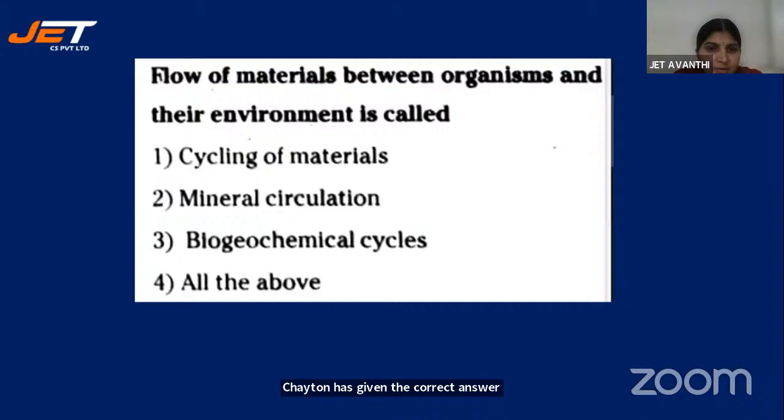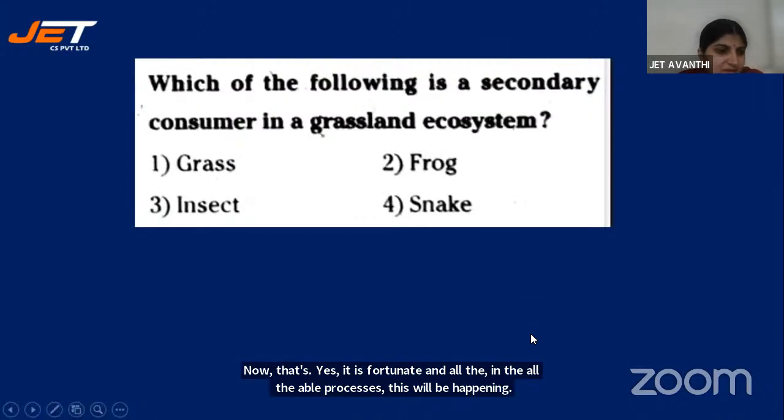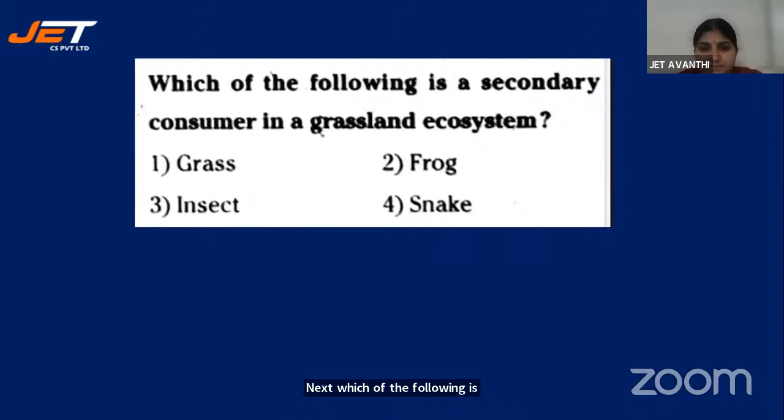Vardhan, it's not 3, Nana. Amulya has given the correct answer. Navaneet, Vishwant. Yes, it is 4 children, all the above. Or in all the above processes, this will be happening. Okay, it is all the above. Next, which of the following is a secondary consumer in a grassland ecosystem?